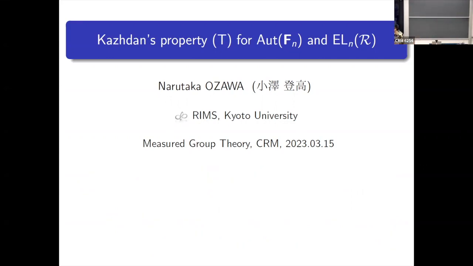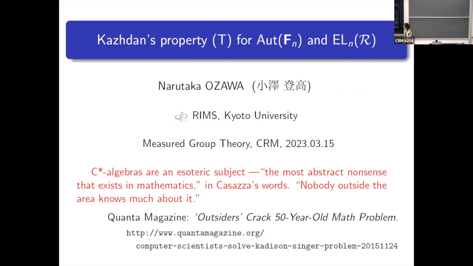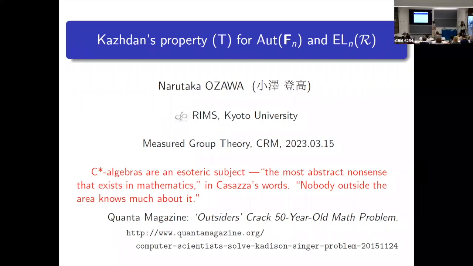Thank you for giving me this opportunity, even though I have little to do with measured group theory or geometric group theory. In fact, I'm an operator algebraist working on C-star algebras and von Neumann algebras. Somebody says C-star algebras are an esoteric subject, the most abstract nonsense that exists in mathematics. This was a quote from Quanta magazine in 2015.